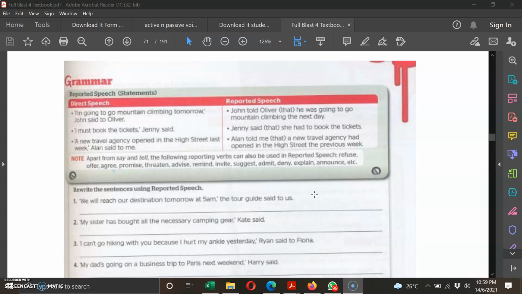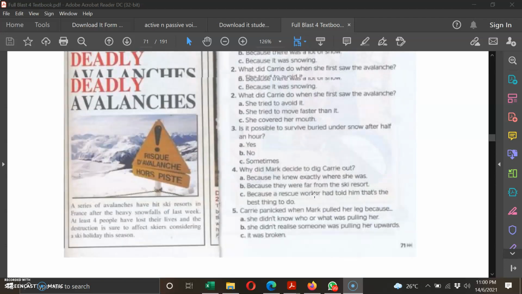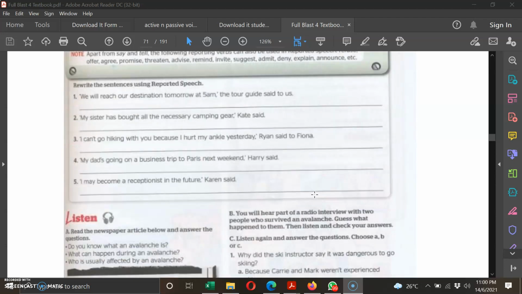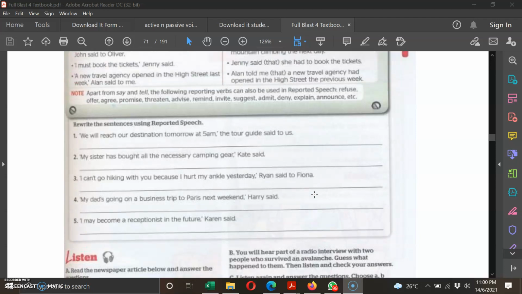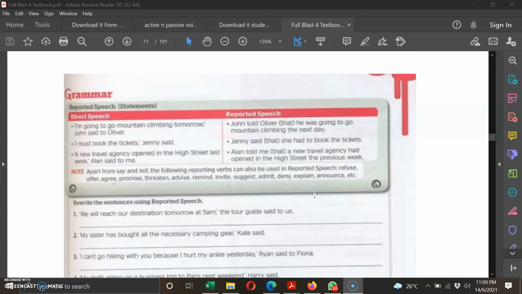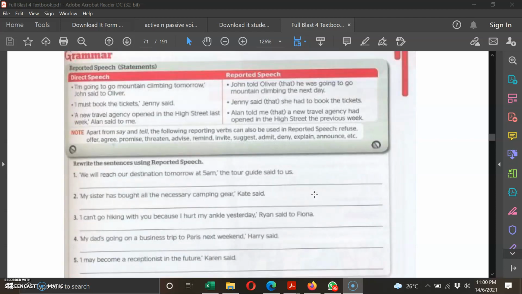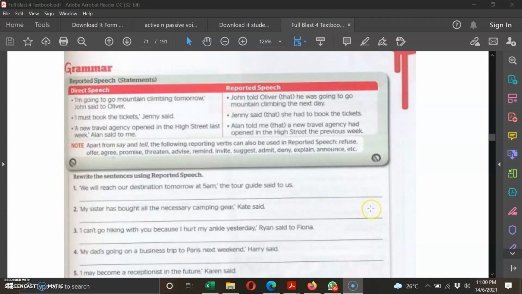So today we are going to continue our lessons. As usual, can you please turn to page 71 of your textbook? Make sure you have your textbook and notebook ready in front of you. Okay, let's take a look at the grammar section on page 71 here. So today we are going to review reported speech or statement, ayat pindah in bahasa Melayu.